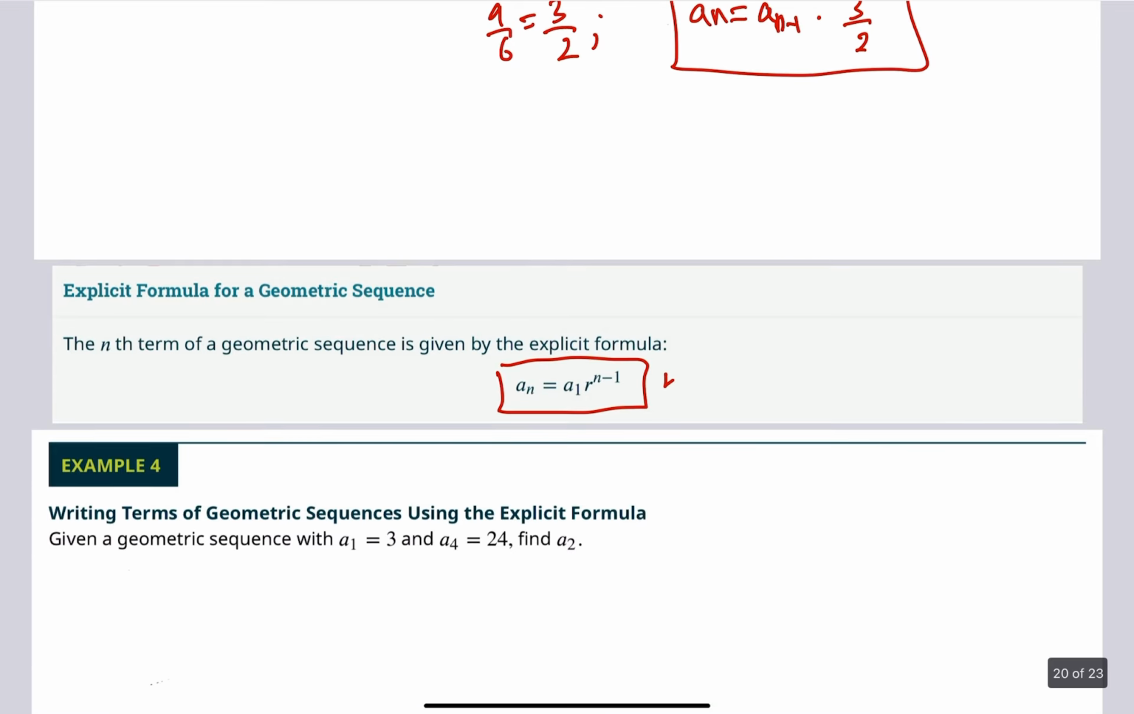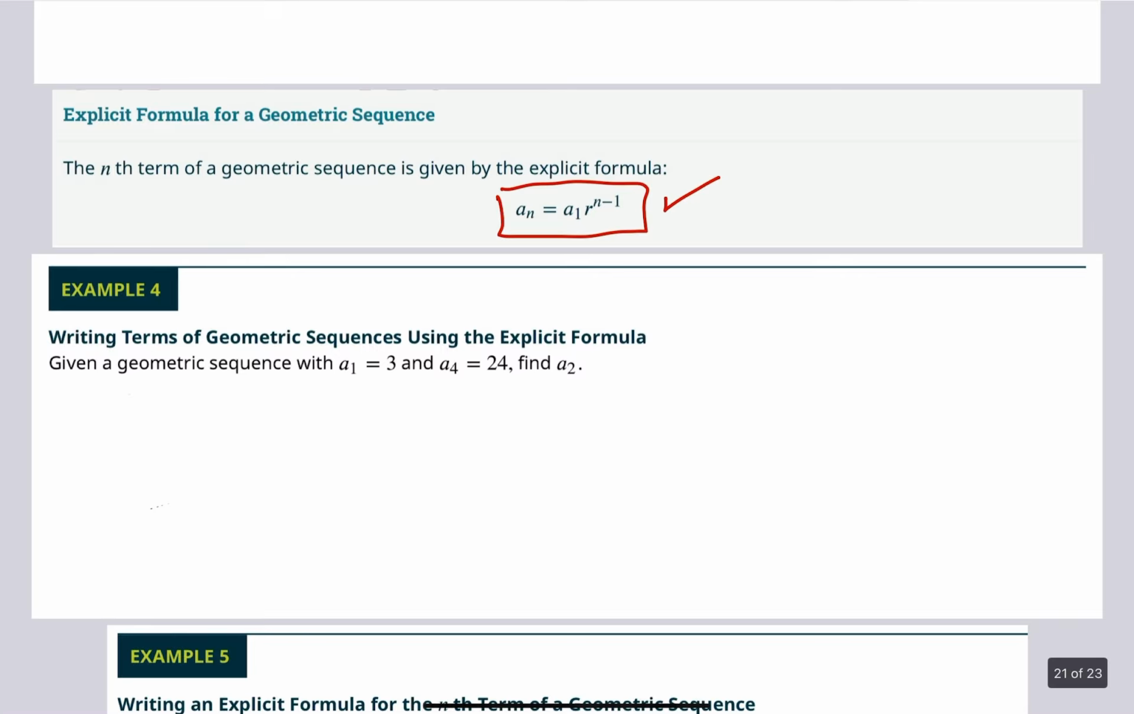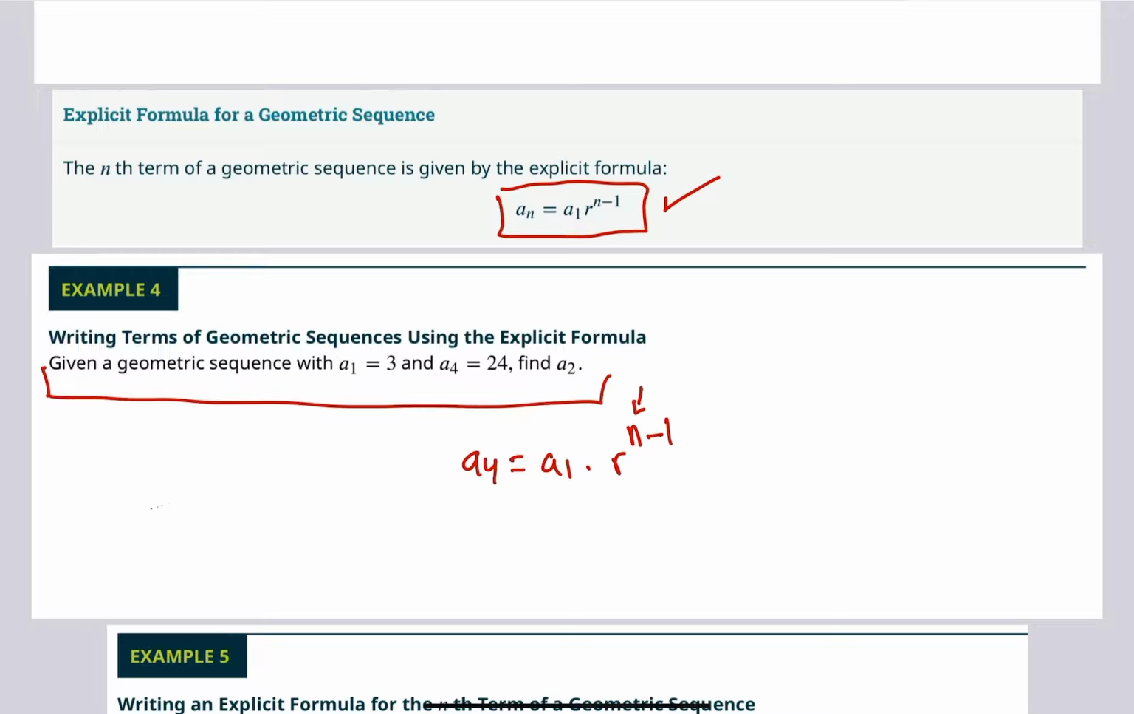Now, you memorize this, and how do we solve this question? Well, we have a_4 and a_1, we're searching for a_2. Well, we don't know the ratio, right? We need to find the ratio first. So a_4 equals a_1 multiplied by r^(n-1), right? Now, what is n in this case? It's simply 4. So this would be 4 minus 1, which equals 3. Now, a_4 is 24, a_1 is 3, multiplied by r to the power of 3.